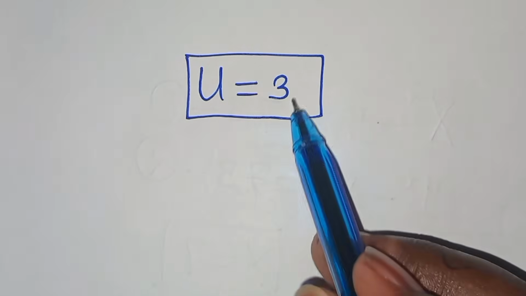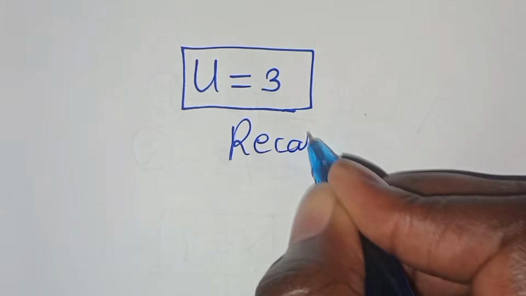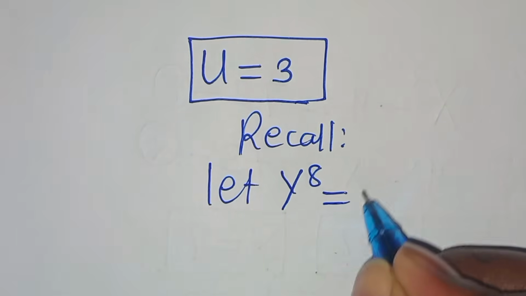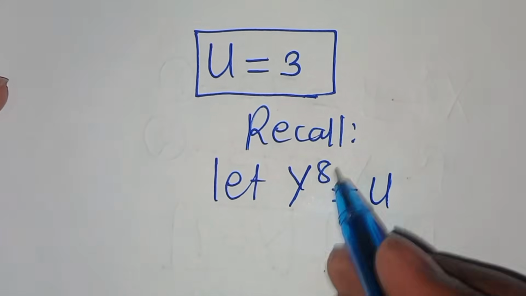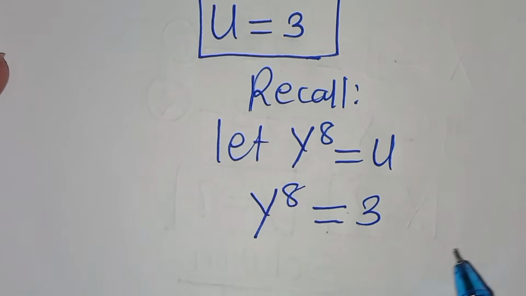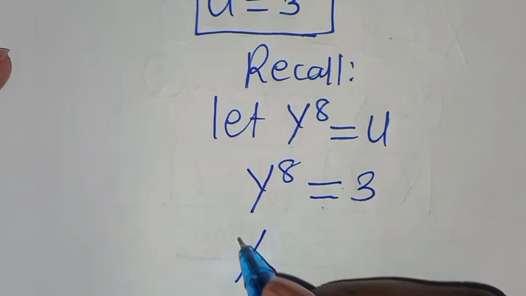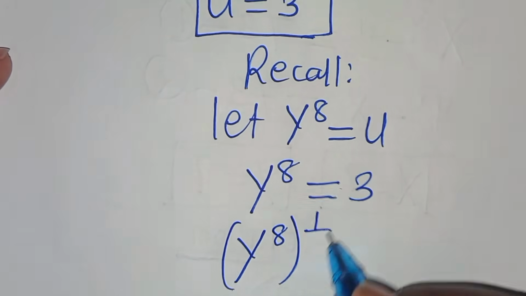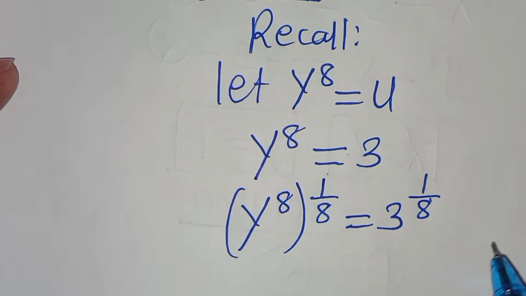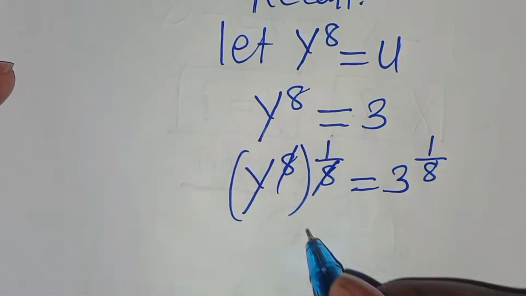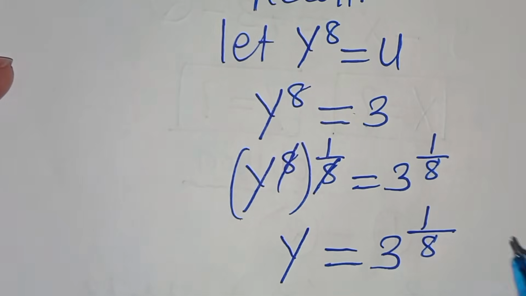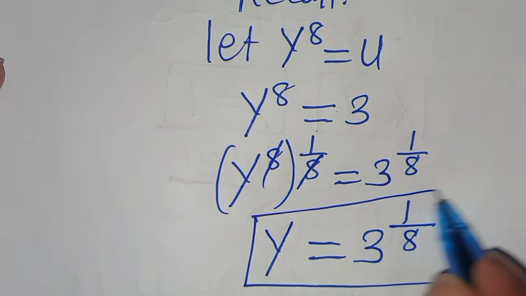Now, since we have u is equal to 3, and if you recall, we let y to the power of 8 be equal to u. So this implies that y to the power of 8 is equal to 3. To solve for the value of y, let's multiply on both sides by 1 over 8. And this is equal to 3 raised to the power of 1 over 8. So that we simplify 8 and 8 here, so that we have the value of y, this is equal to 3 raised to the power of 1 over 8. So this is the value of y.